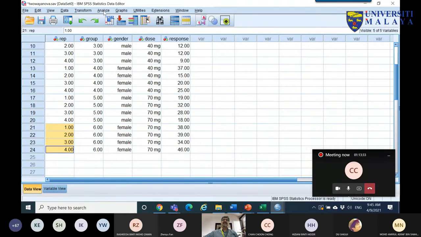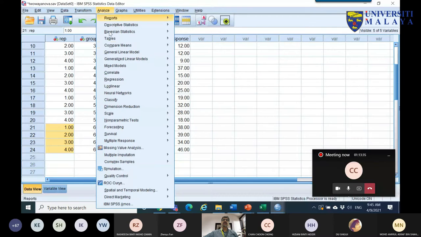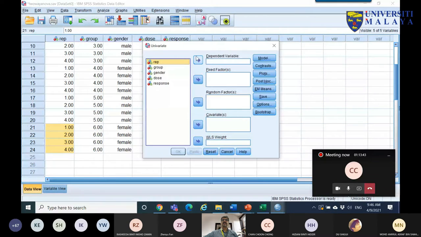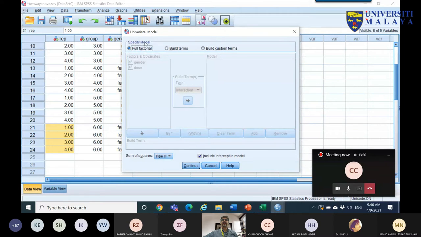So then if I want to do the two-way ANOVA, I need to go to the GLM and then General Linear Model. Yesterday, we talked about repeated measures. Now we talk about univariate analysis of variance. Now look at here. This is your dependent. The factors are your gender and dose. Under Model, as can be seen here, it is full factorial model.